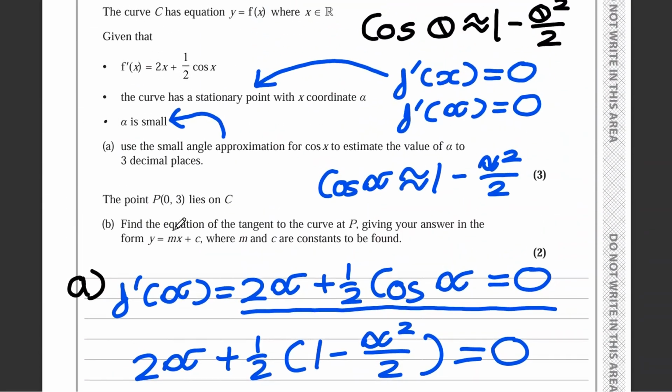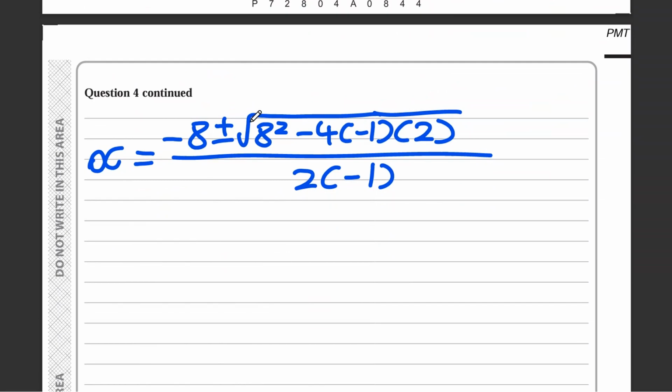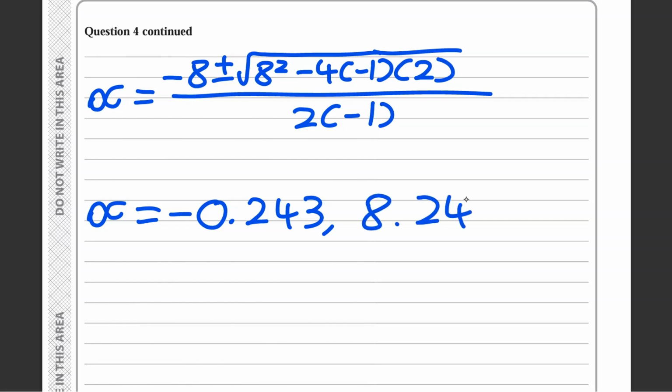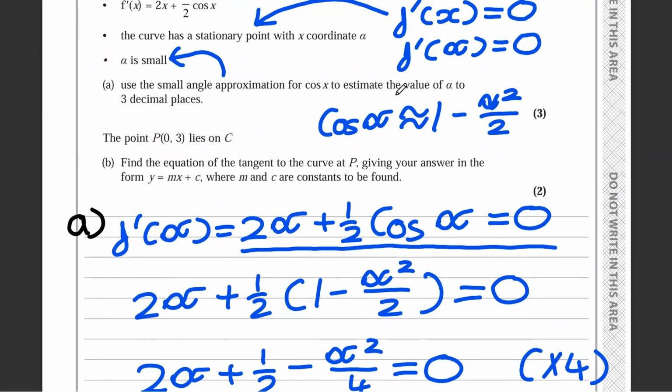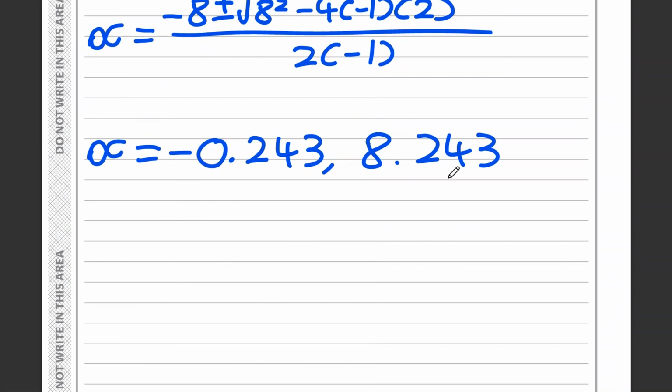Now if you look at the question, it wants the value of alpha to 3 decimal places. So if you put this into your calculator, you get that alpha is equal to 2 values. It's equal to either minus 0.243 or 8.243. Now if you look at the question, it wants us to estimate the value of alpha, so there's only one value of alpha. The problem is here we've got 2 values. So how do we know which one it is?